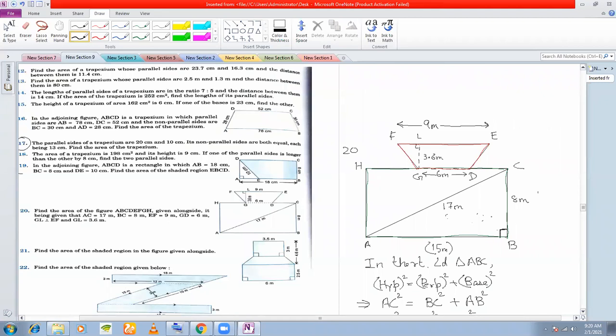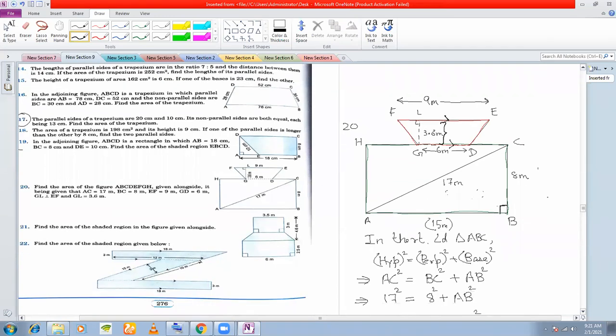Now the area of the trapezium. What is the area of the trapezium? This red trapezium that I have drawn. First of all, you must see the parallel sides. Which are the parallel sides? These two are the parallel sides. FE and GD are the parallel sides. And what is the height of the trapezium? This is the height of the trapezium, which is given to you as 3.6. So we shall directly apply the formula for area of trapezium to get the required area. Which one is the trapezium here? Trapezium is GDEF.